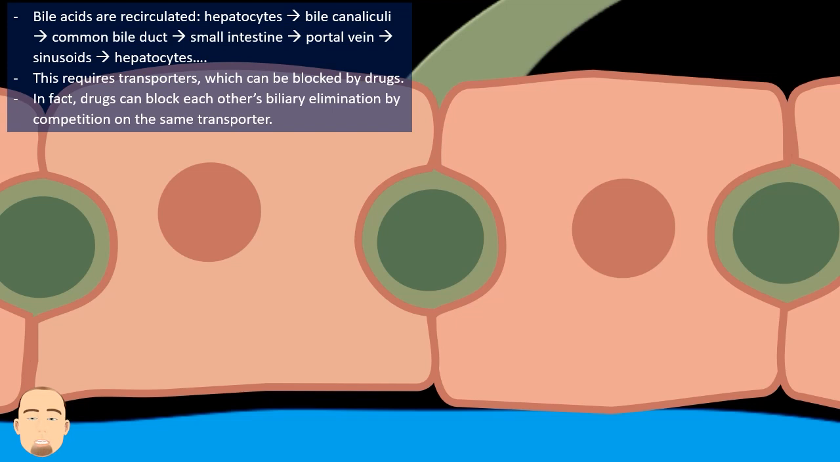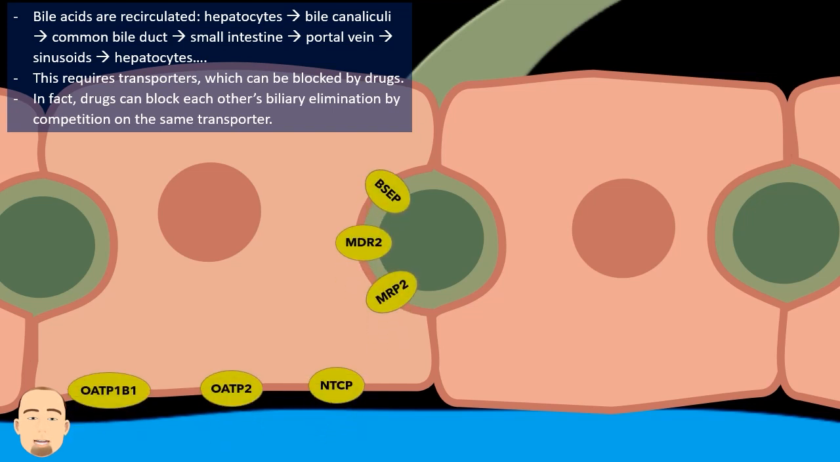Okay, so I zoomed in more so we can see how these hepatocytes are able to transport substances selectively. These yellow ovals represent transporter proteins that are encoded by specific genes, of course, like all proteins. Some of these transporters are important for transporting bile acids. The bile salt export pump, or BSEP, transports bile acids from the hepatocyte into the bile canaliculus, where they then go to the small intestine.